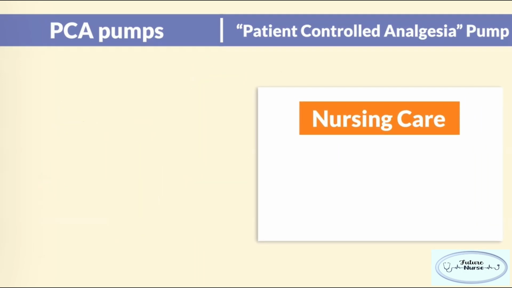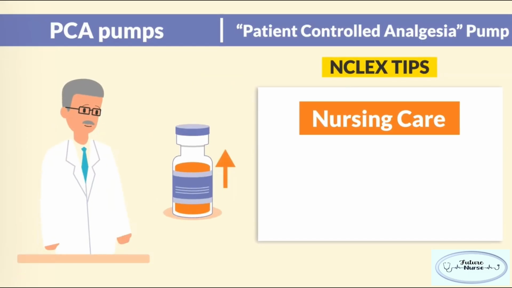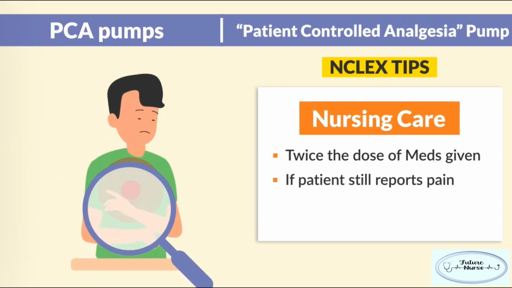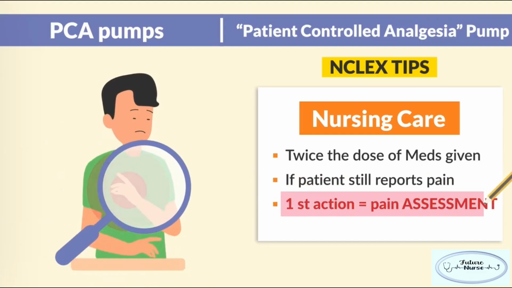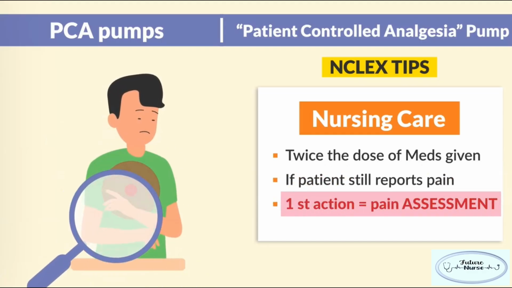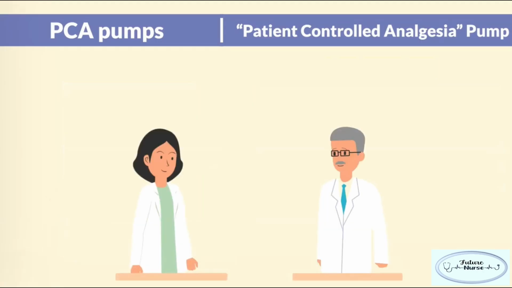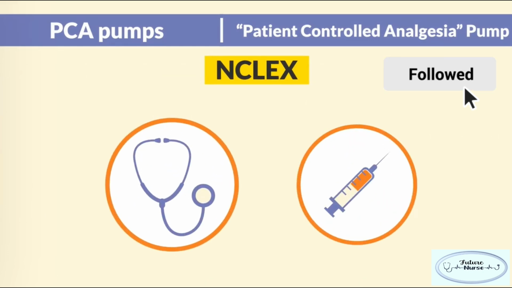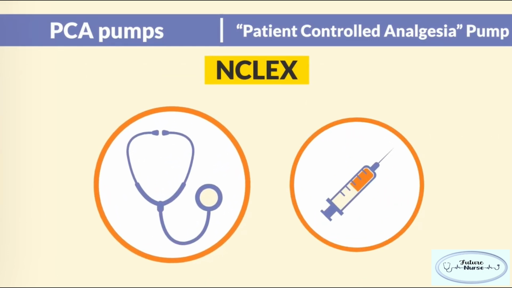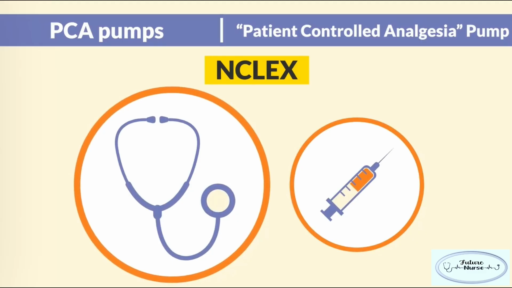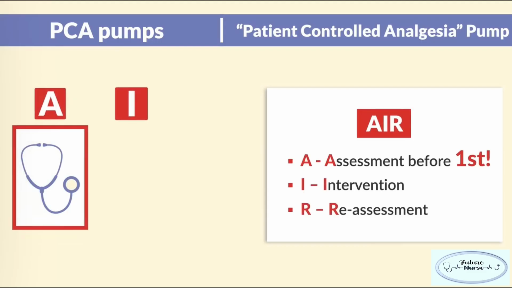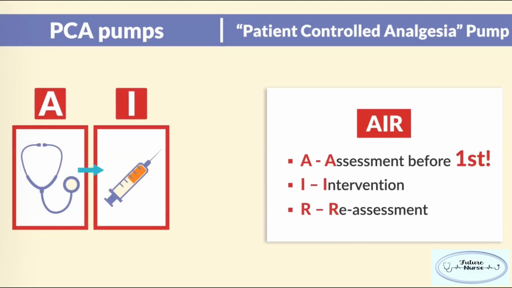So guys, nursing care here. When do you notify the HCP for an increased dose? Well, only if the patient's attempts are twice the dose of the med given. So if the patient still reports pain, well, the first action for you guys to do is a thorough pain assessment. So be careful. Tests will always ask for the best nursing response or the priority action. In the NCLEX world, the priority is always assessment before intervention, because NCLEX wants you to follow the nursing process. So guys, remember the acronym AIR. A for assessment, before I, intervention, and then R for reassessment.